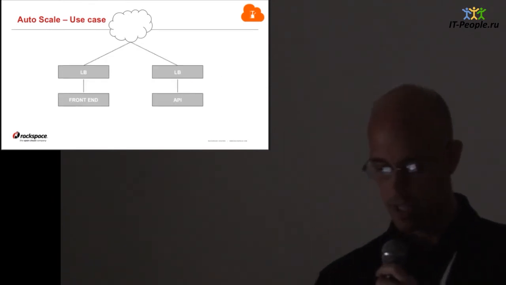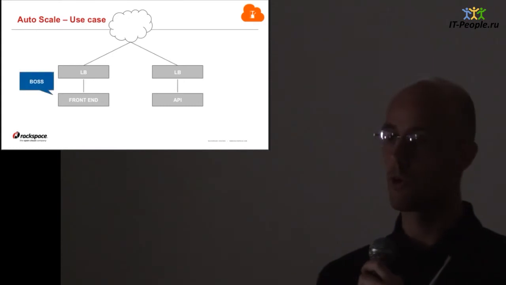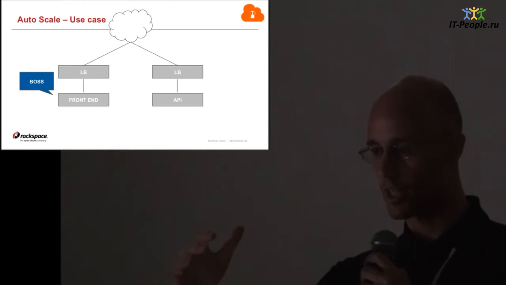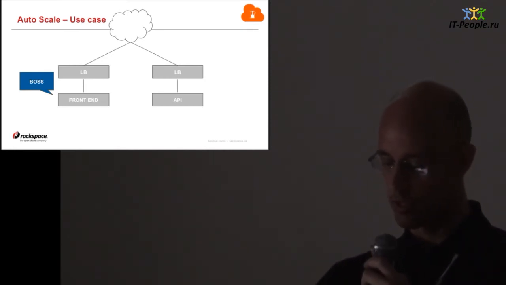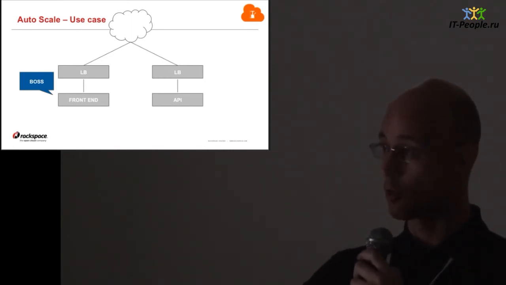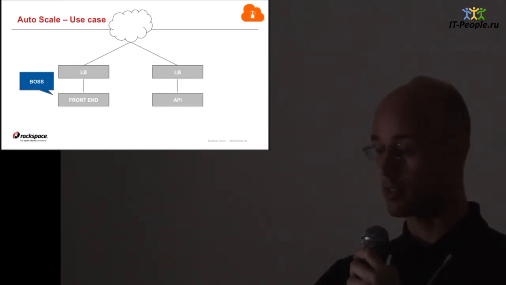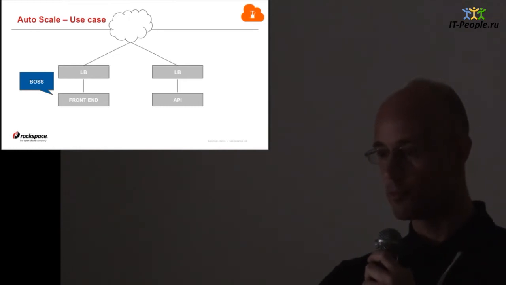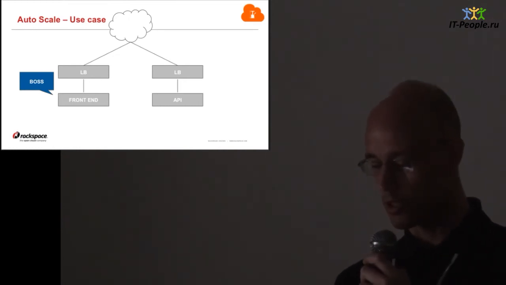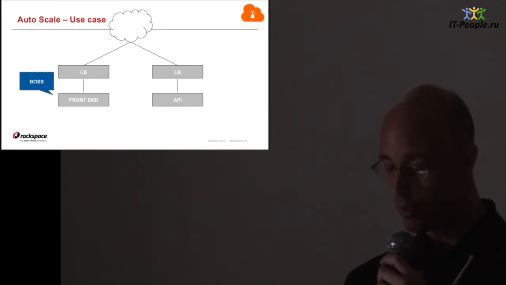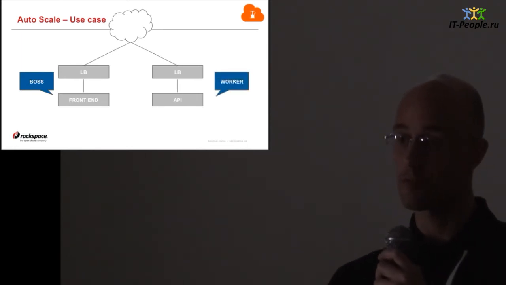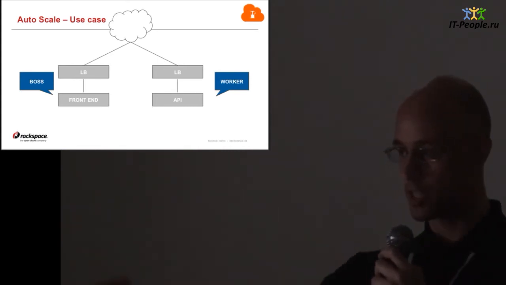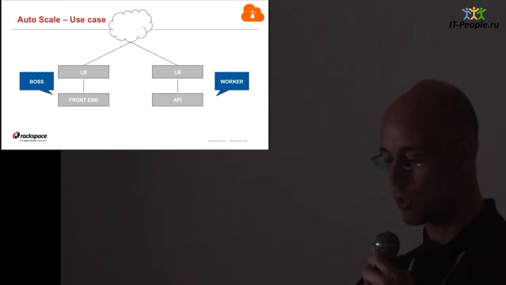Another interesting use case is the boss worker model. So you could have front-end web servers. Those front-end web servers are reachable by end users over the internet, and people, clients, do something on those front-end web servers. Those front-end web servers will serve end users, but do not compute anything. Instead, they just put messages on a message queue for workers to work.